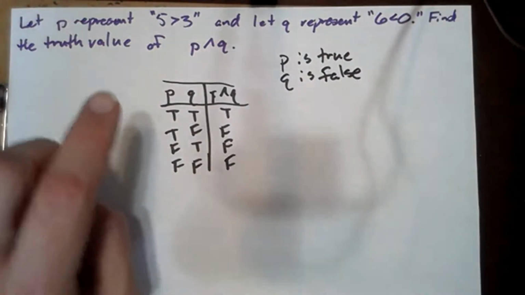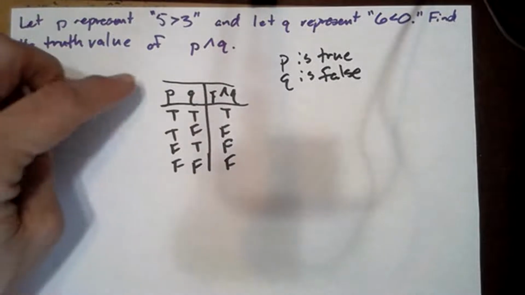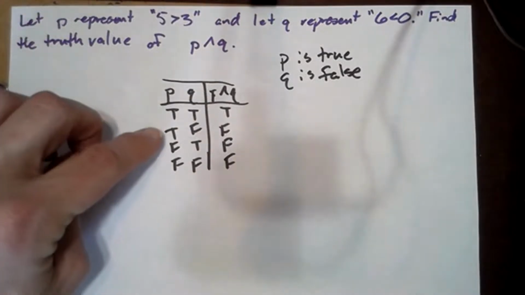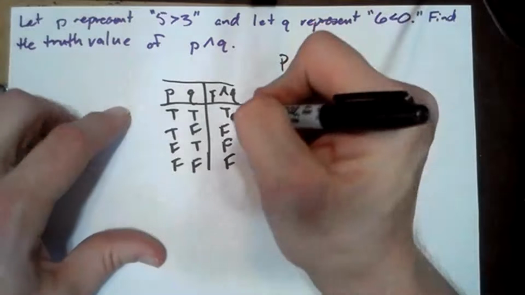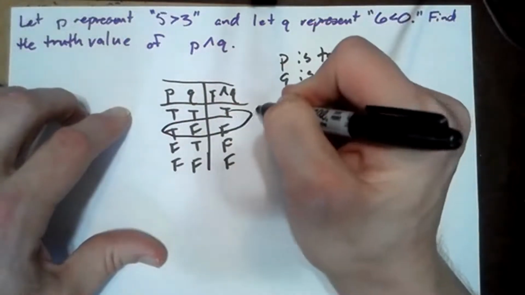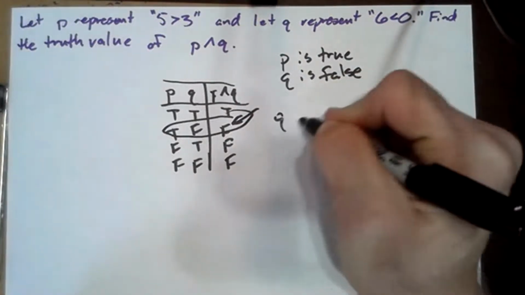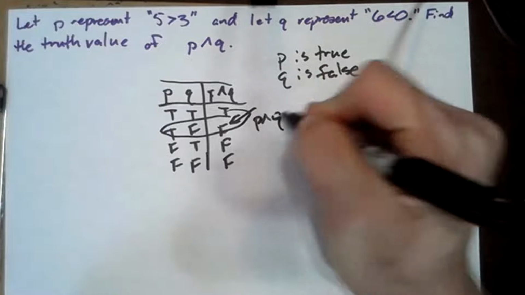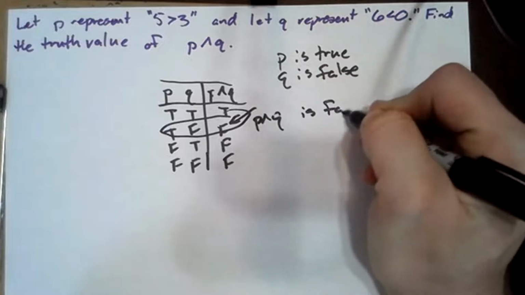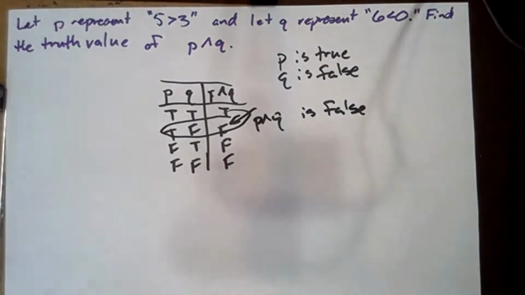So now we go to the row in our truth table where P is true and Q is false, and we see that that means that the whole statement P and Q is false. All right, moving on from here.